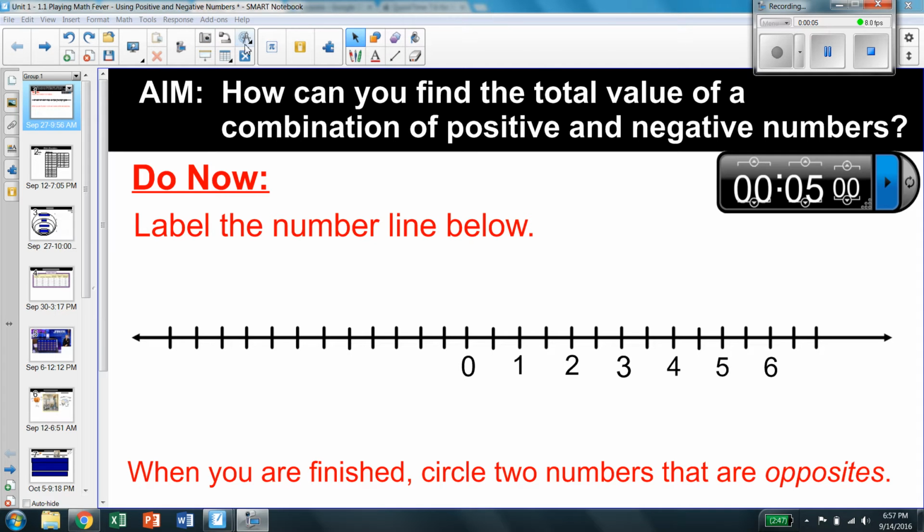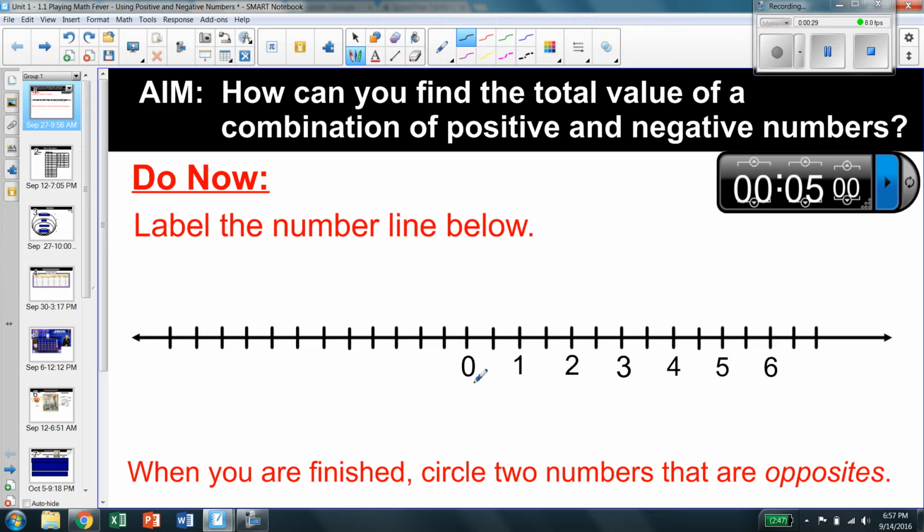Today we're going to be looking at positive and negative numbers and using some game show situations to help with that understanding. So we're going to start with the do now that asks us to label a number line below. As you can see, we have some numbers with a gap in between, and on the other side we have a whole bunch of tick marks with nothing on them.